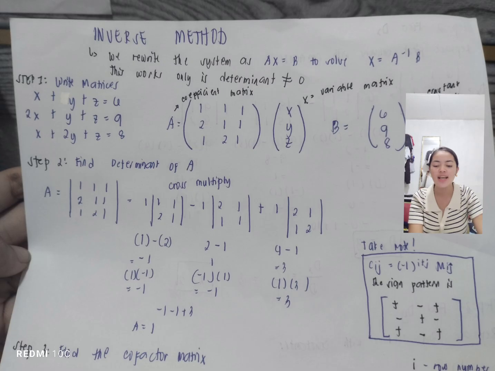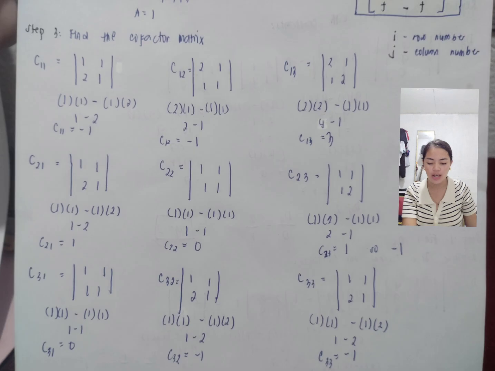Okay, let's proceed. For step 2, we need to find the determinant of A. As we just did a while ago with Cramer's rule, let's apply the same process here. For the first part, we expand and eliminate row 1 and column 1, and so on. After that, you cross multiply, and if you have the product, you multiply this answer by the outside number. So for determinant A, we have 1. For step 3, we need to find the cofactor matrix.